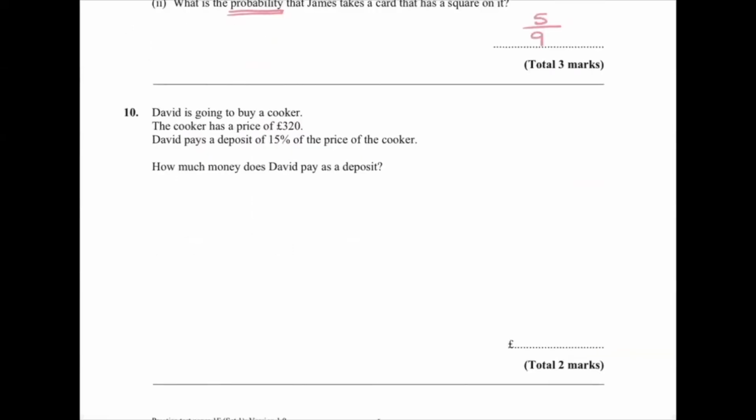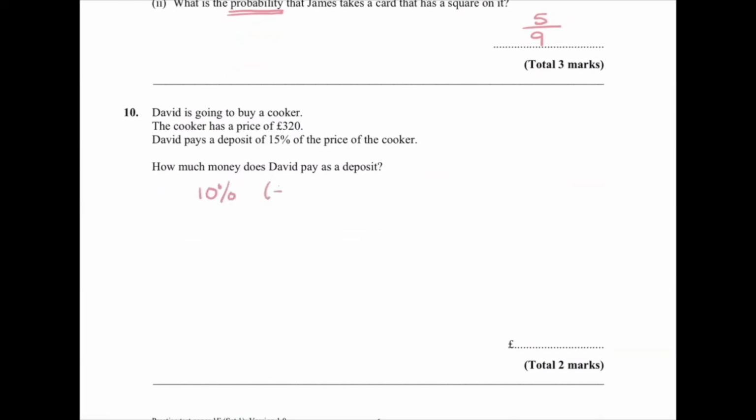For question 10, we've got David is going to buy a cooker, and the cooker has a price of 320. He's going to pay a deposit of 15%. So that's like a down payment. He's going to put some of the 320 down for the cooker, and we've got to work out what that 15% is. Now, on non-calculator questions, when you've got a percentage like this, they are generally expecting you to work out 10% and kind of go from there.